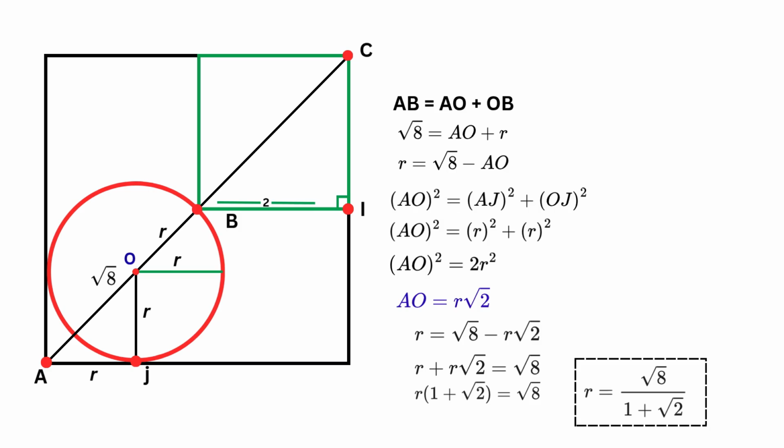And this is the exact value of the radius of the circle. Also, the approximate value is 1.17 meters.